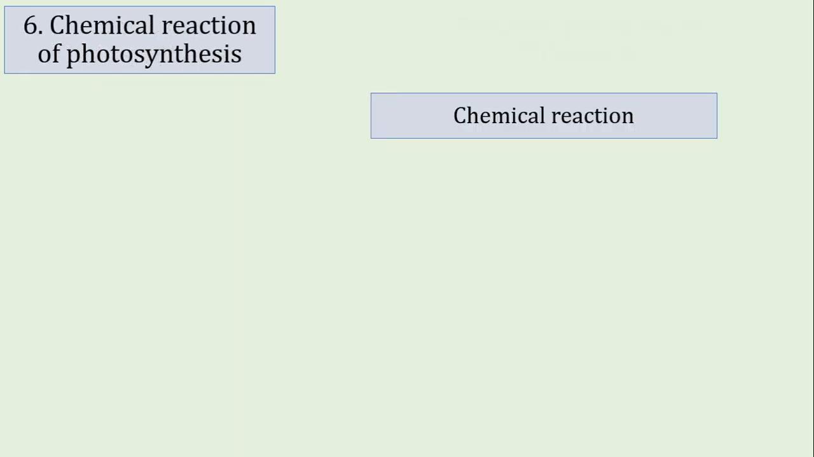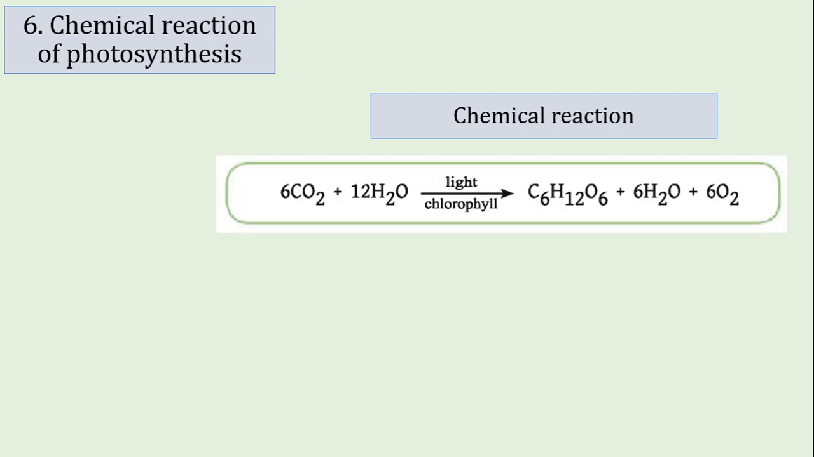Now we will understand the chemical reaction of photosynthesis. The chemical reaction of photosynthesis is 6 carbon dioxide plus 12 H2O. The light energy comes. The reaction takes place inside chlorophyll. It produces one molecule of glucose, C6H12O6. This glucose contributes to the formation of carbohydrate. The glucose itself is a carbohydrate. It also produces 6 water molecules and 6 oxygen molecules.